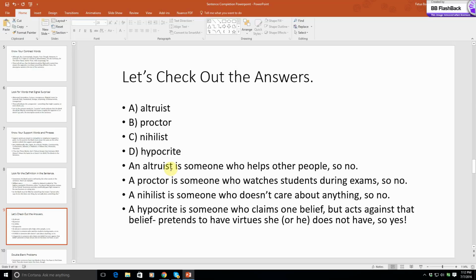So William wouldn't be a proctor because he says that he stands for the highest business ethics and then proceeds to do unethical things. And the last answer choice is a hypocrite. Well, look at that. A hypocrite is someone who claims to have one belief but acts against that belief and pretends to have virtues that he or she does not have. So yes, that's definitely the right thing. We all know what a hypocrite is, someone who says one thing and then does the opposite.